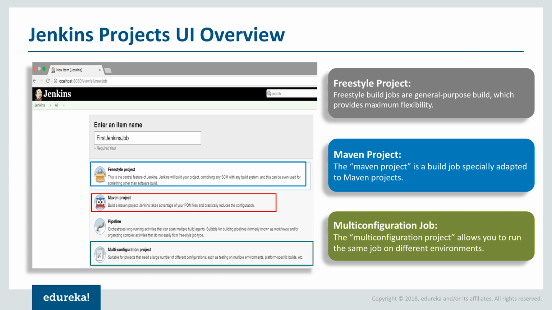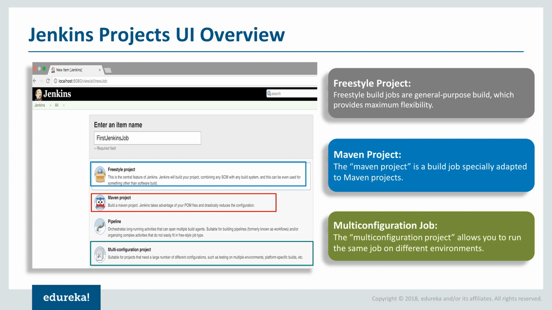Basically, it asks you what kind of project you want to build. So freestyle project basically builds jobs which are general purpose and which provides maximum flexibility. This is one of the most bare metal templates from which you can build almost any kind of project you want. Maven project, as you can expect, helps you create Maven projects, basically the Java projects which use Maven as the build tool, and it provides all the relevant information with regards to a Maven build job.